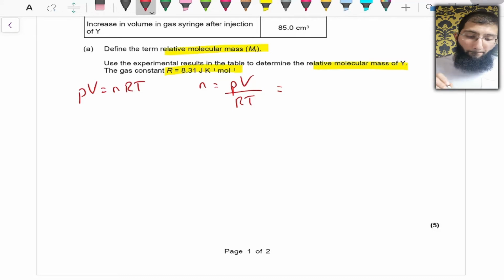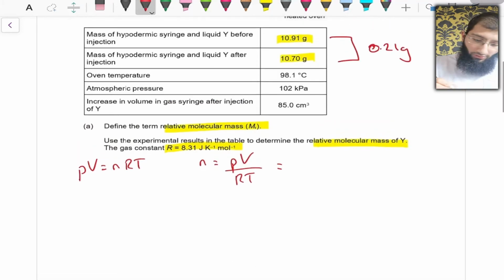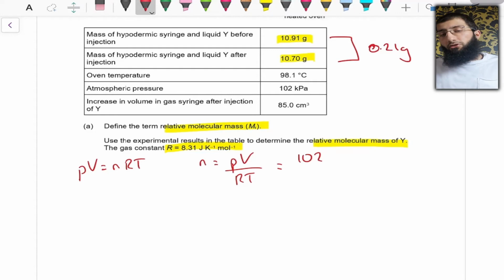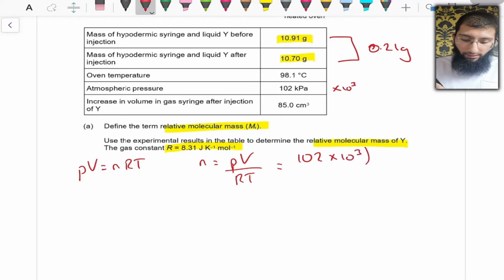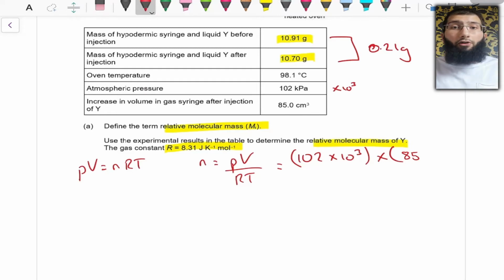So let's see. P, we're told that P is 102 kilopascals, but we need to be cautious. The ideal gas equation requires us to use pressure in pascals. So to turn something from kilopascals to pascals, we have to multiply by 10 to the power 3. So we've got 102 times 10 to the 3 pascals. We're going to multiply by the volume. Now the volume is given as 85.0 centimeters cubed. But again, that needs to be shown in the calculation in units of meters cubed.